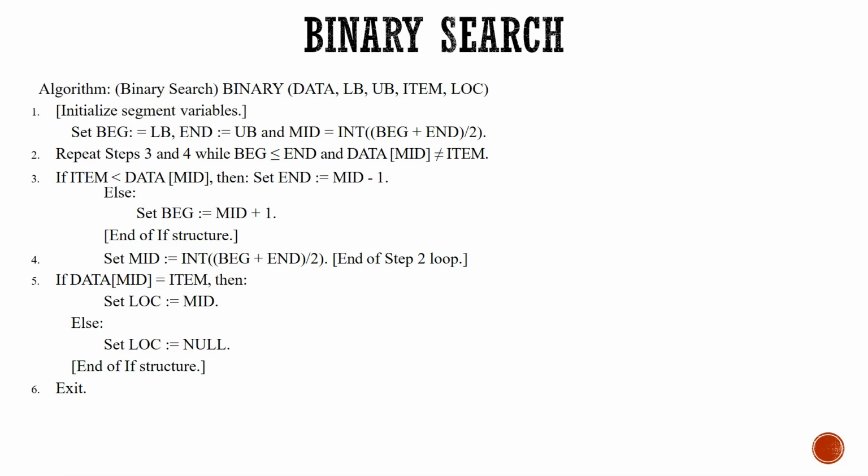If the first condition fails, that is beginning less than or equal to ending, it means it is unsuccessful. If the data at the middle is equal to your item, then it is a successful case. So how will we do it? If the item is less than the middle item, then we need to find the item in the first half. How to do this? The ending will be equal to mid minus 1. What was our ending earlier? Ending was your upper bound. Now we shift the ending point to the first half, which will be mid minus 1.